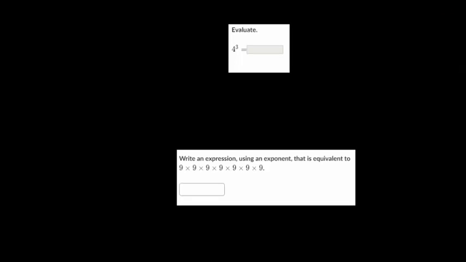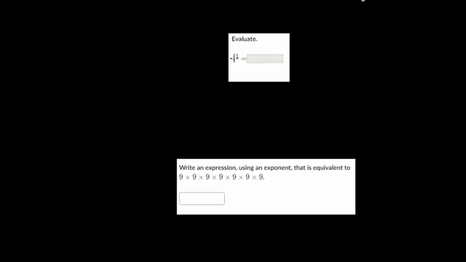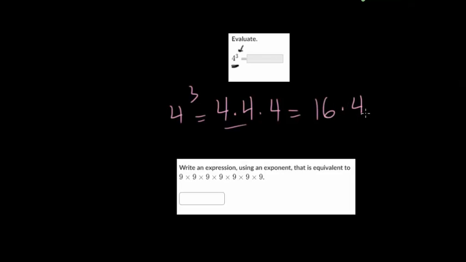We can start with this 4 to the third power. And again, it's just this number multiplied that many times. So let's write it as 4 times 4 times 4, since that is 4 raised to the third power. 4 times 4 is 16, and then we multiply by 4 again to get 64. So 4 to the third power is simply equal to 64.